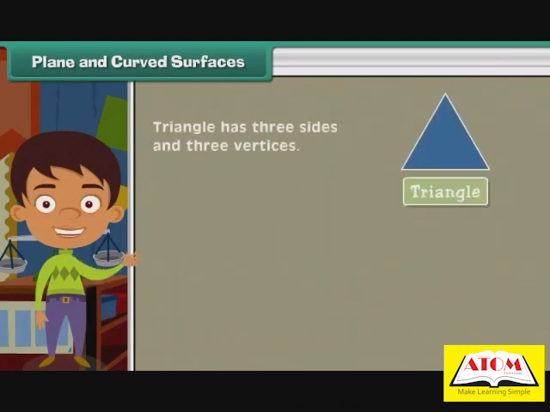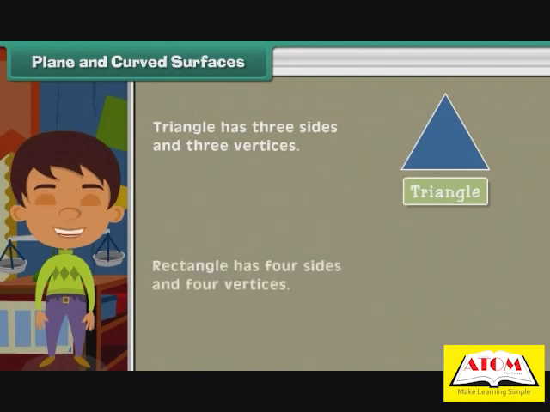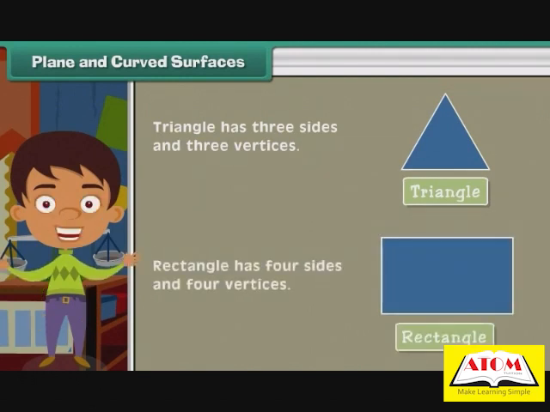Similarly, triangle has 3 sides and 3 vertices. Rectangle has 4 sides and 4 vertices.